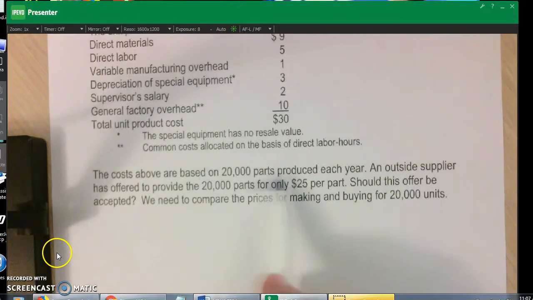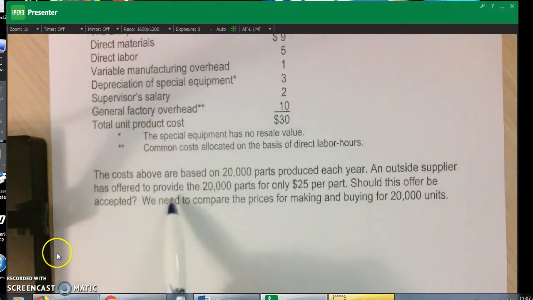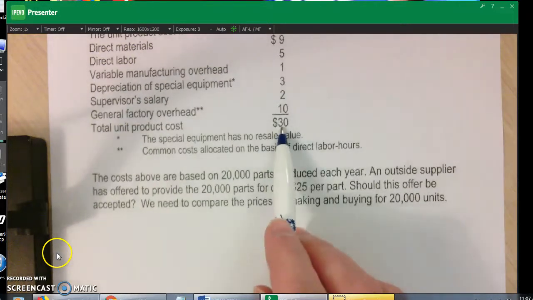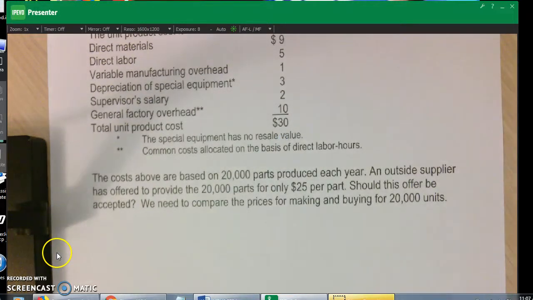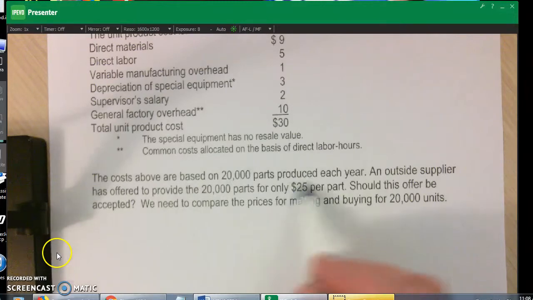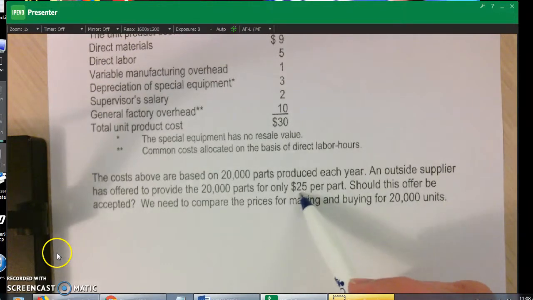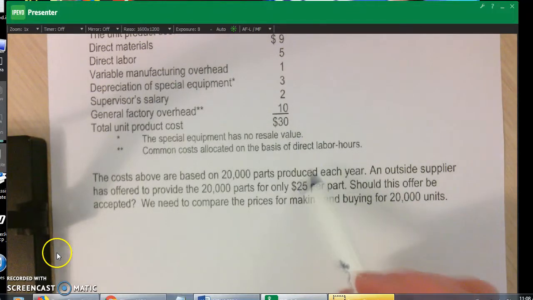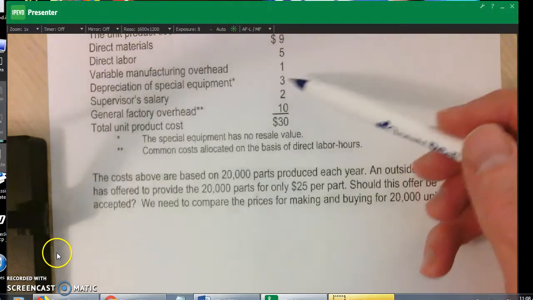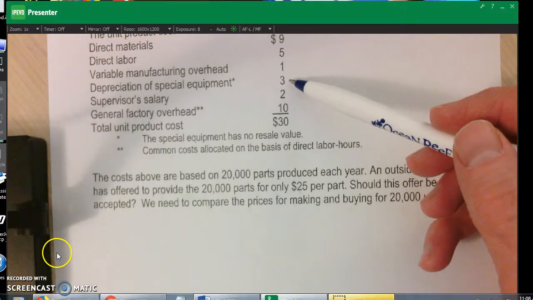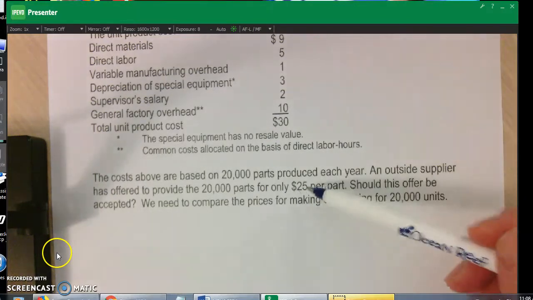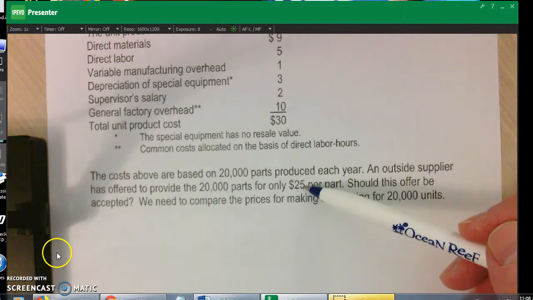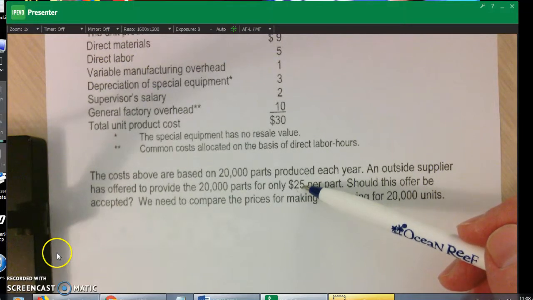These costs above are based on 20,000 parts produced each year, and outside suppliers offer to provide the 20,000 parts for only $25 a part. We can see over here our unit product cost is $30, and this outside supplier is saying, hey, look, I can give it to you for $25. So on the surface, it looks like a good deal, but are there some costs that we would still incur even if we took this $25 offer from the outside supplier? And the answer is yes.